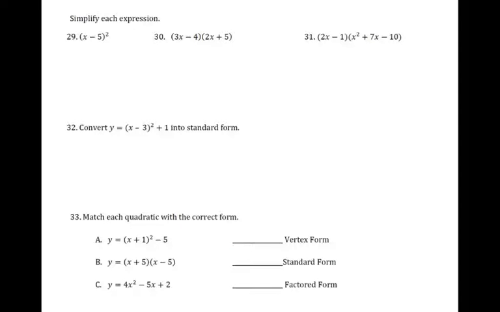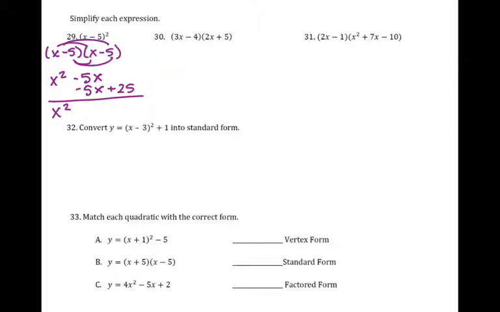Simplify each expression. So x minus 5 squared is the same thing as x minus 5 times another x minus 5, and you distribute or use the box, whatever floats your boat. X times x is x squared. Negative 5 times x is negative 5x. Negative 5 times x is negative 5x. Negative 5 times negative 5 is positive 25. I chose to stack my terms, and then I'm just combining them. So x squared minus 10x plus 25 is your final answer for 29.